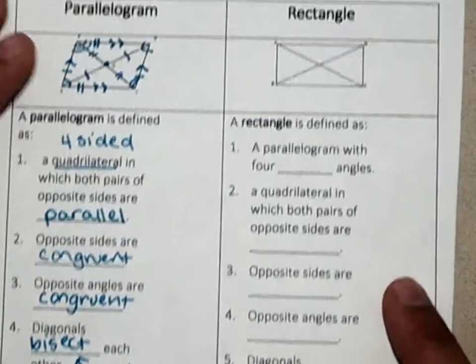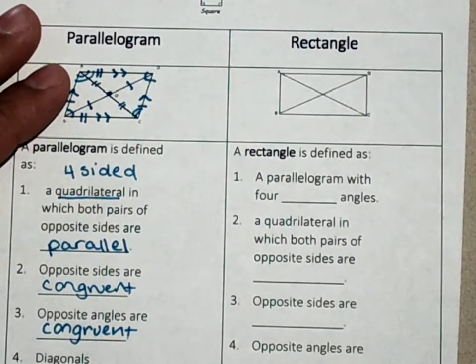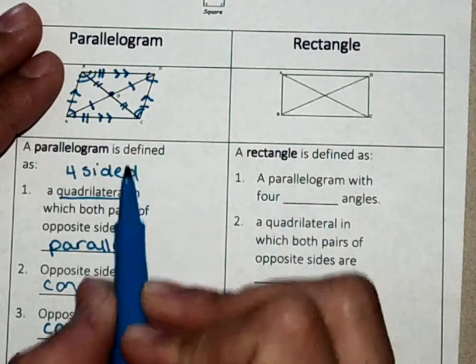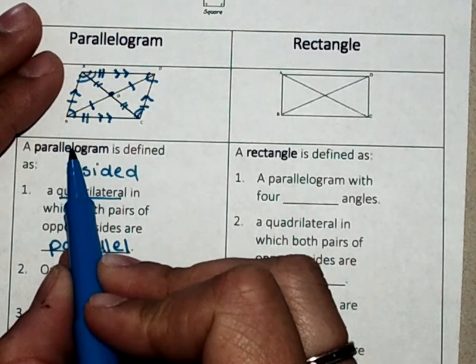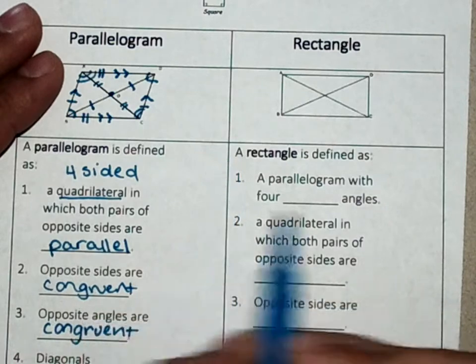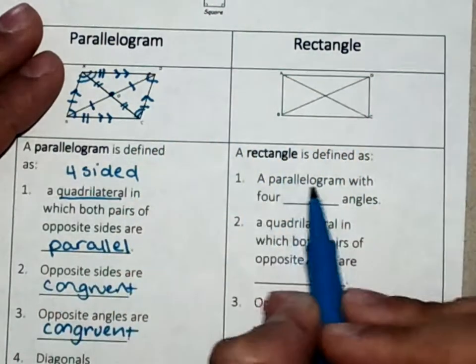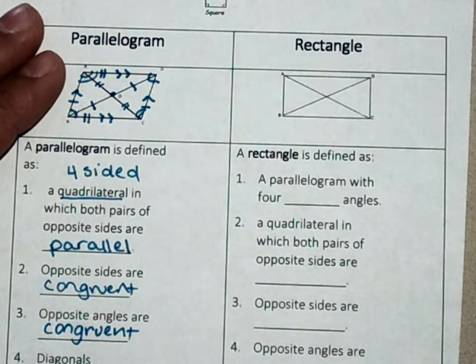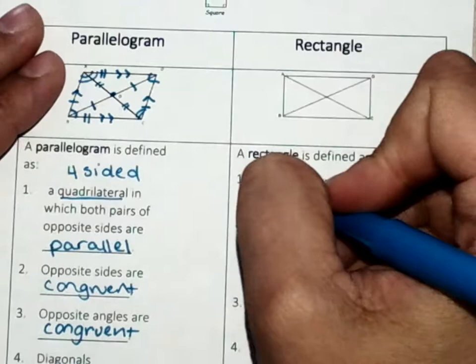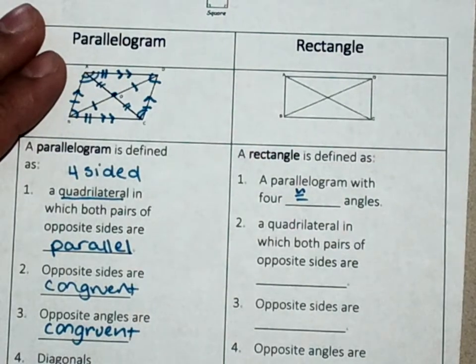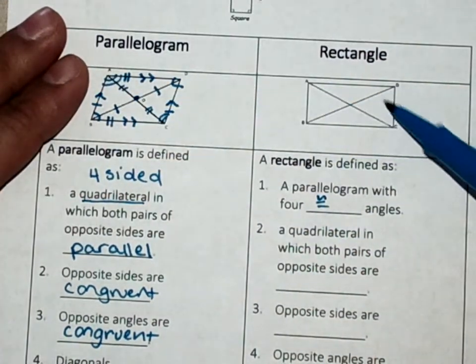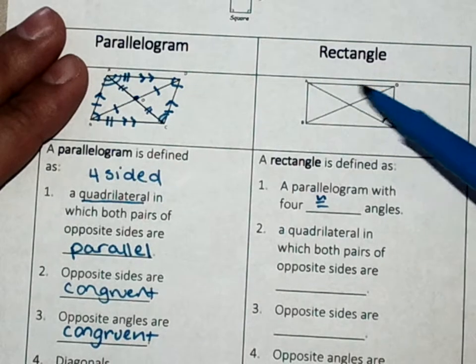We're now going to talk about rectangles. So again, a rectangle is a parallelogram, but a parallelogram is not a rectangle. So let's figure out what is the difference between these two. So a rectangle is defined as a parallelogram with four congruent angles. This is one of the major differences. Instead of having just opposite angles be congruent, every single angle is the same. So they're all congruent to each other.